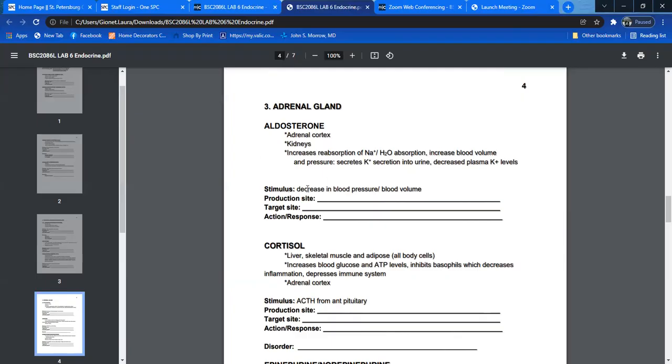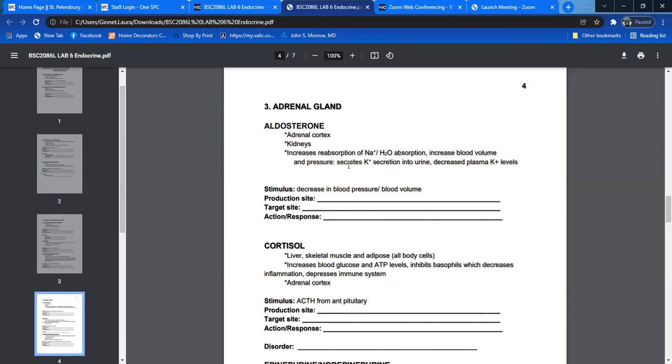Okay, so aldosterone: the stimulus is a decrease in blood pressure, maybe blood volume. It can also be due to hyperkalemia, which is a higher than normal amount of potassium in blood. The production site is the adrenal cortex. The target site is the kidneys. Its action response is to increase reabsorption of sodium. Where sodium goes, chloride goes, and where salt goes, water follows. So we're going to actively pump sodium and start dragging water out of these kidney tubules into the blood system to increase blood volume and therefore blood pressure.